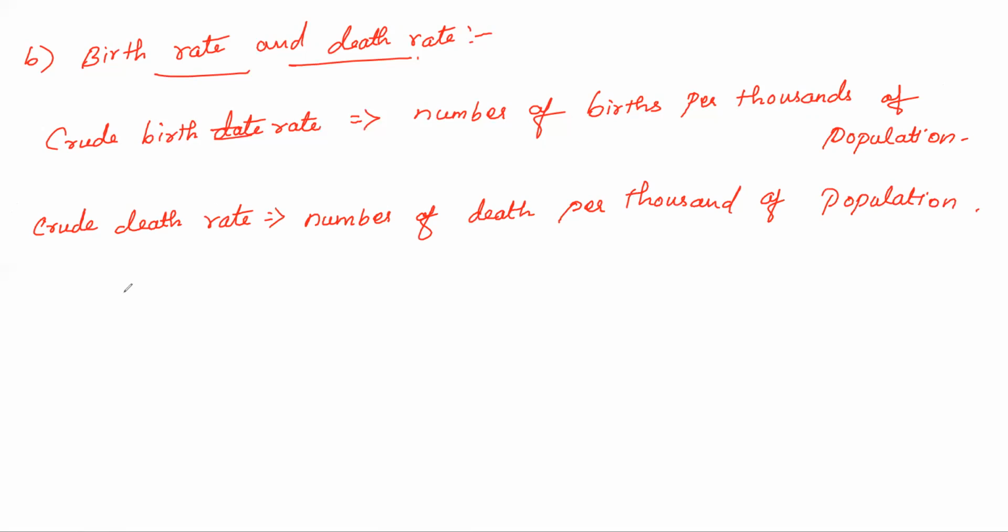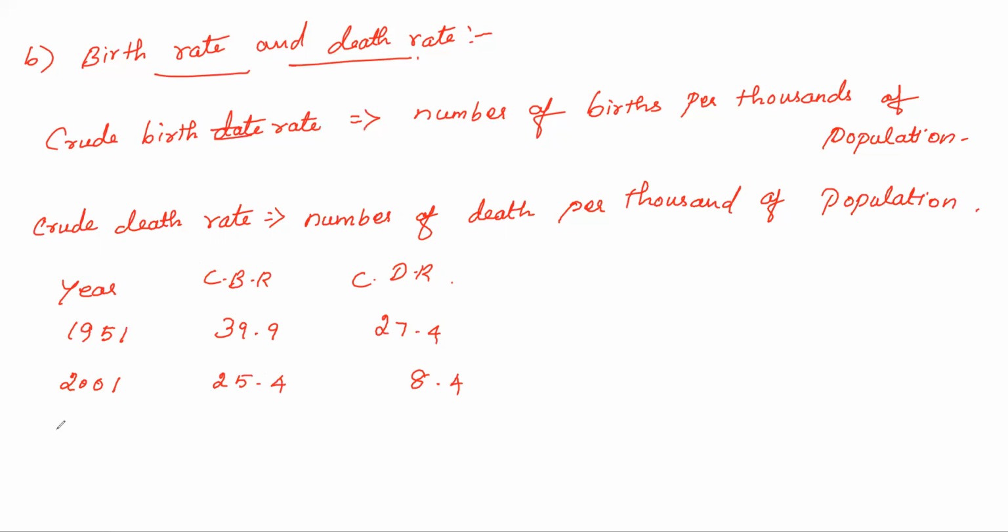Okay, so crude birth rate in India during the various years கொடுத்திருக்காங்க பாரு. First crude birth rate, then crude death rate. 1951: 39.9, 27.4. Then 2001: 25.4, then 8.4. 2011: 21.8, then 7.1.